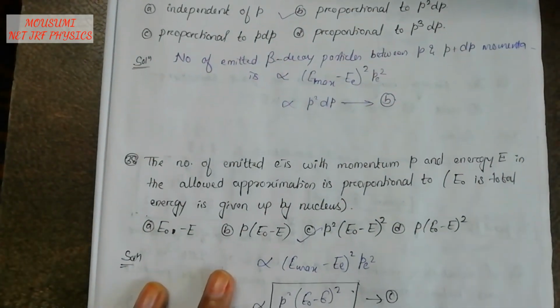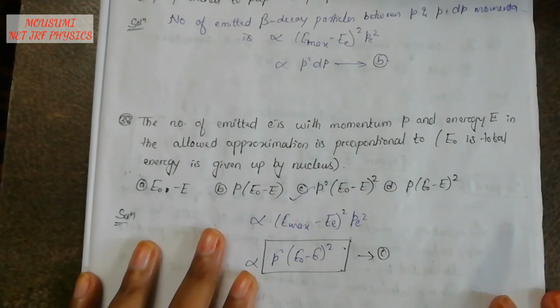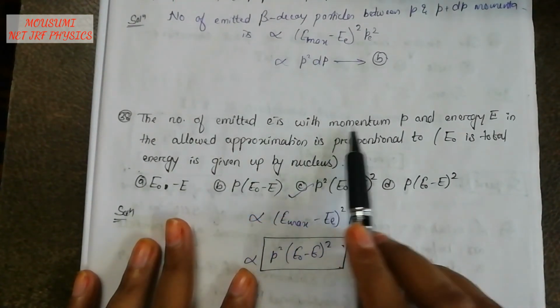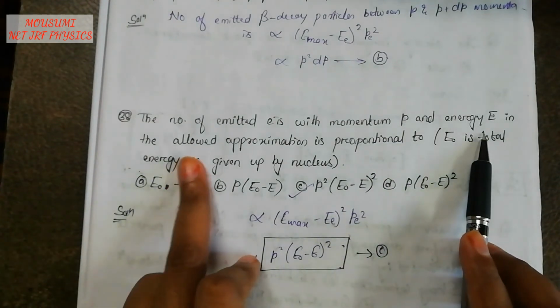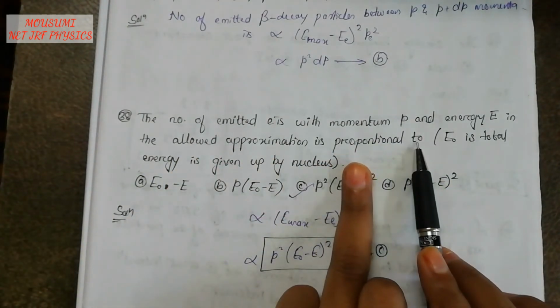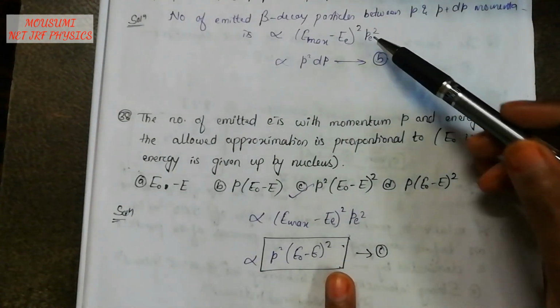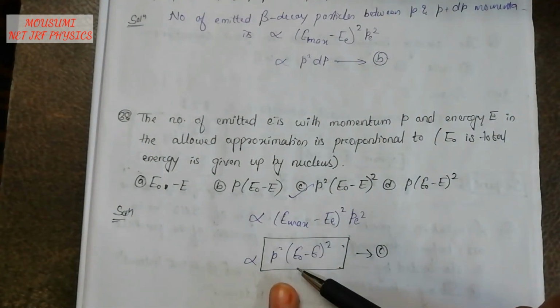Now we will see question 38. Here it is asked: the number of emitted electrons with momentum P and energy E in the allowed approximation is proportional to what? This is very simple. It is directly the formula which is here. It is proportional to the what?